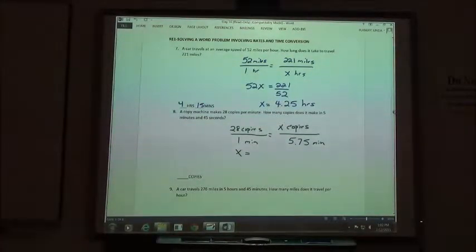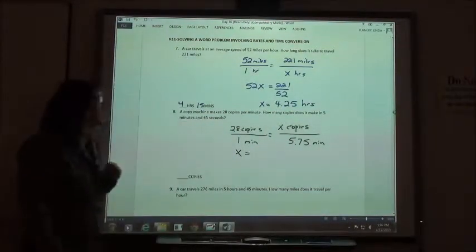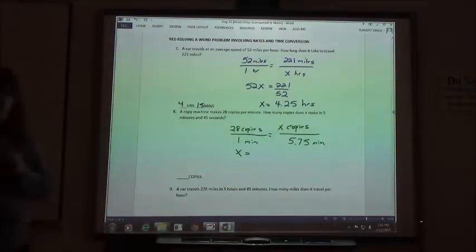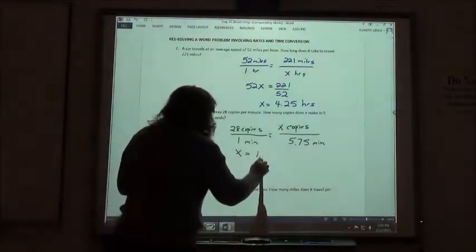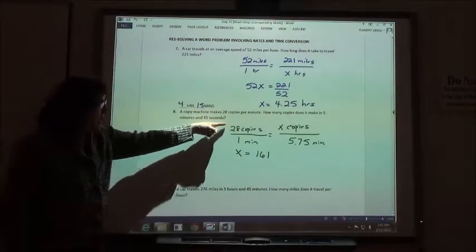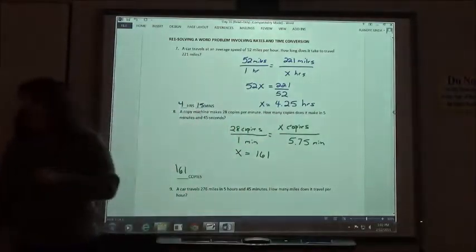Right, if I do 28 copies in 1 minute, if I'm going to find out how many copies in 5 minutes, I would have to multiply by 5. In this case, we're doing 5 minutes and 45 seconds. So 28 times 5.75 gives me 161. 161 copies. So 28 copies in 1 minute, 161 copies in 5 minutes and 45 seconds.